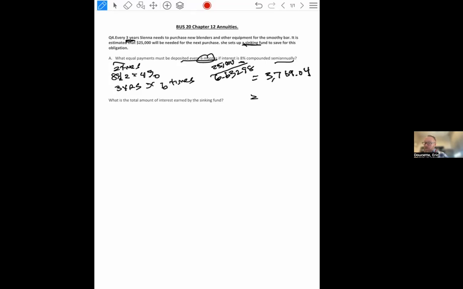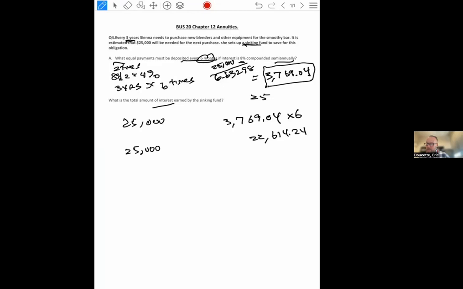So again, if I want to figure out the total interest, we already know how much she needs: 25,000. And if you take this amount and you multiply it by 6, because that's the number of deposits, it's going to come out to $22,614.24. And she needed 25,000 to get it. So the 22,614 is actually what she's going to be paying.